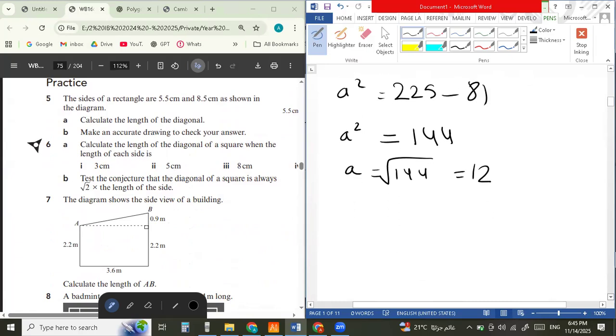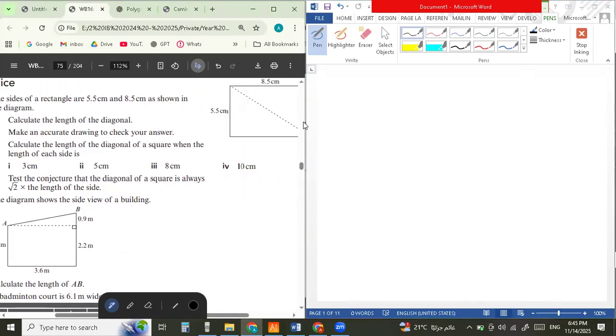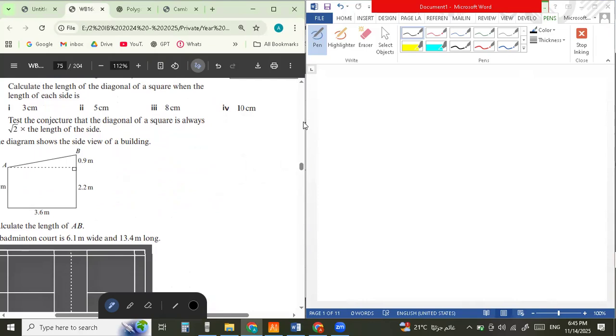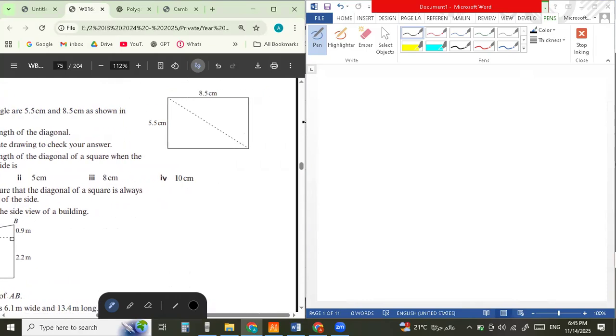Next question. Question 5. It says here, the sides of a rectangle are 5.5 centimeters and 8.5 centimeters as shown in the diagram. Here you go. They want you to calculate the length of that diagonal. Calculate the length of the diagonal. They want to calculate this.